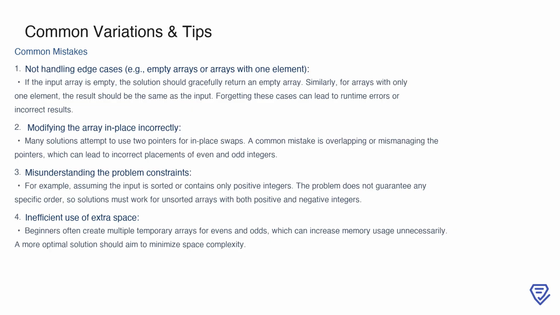Another frequent pitfall is modifying the array in place incorrectly. Many solutions use a two-pointer approach, but improper management of these pointers, such as overlapping or skipping elements, can result in an incorrect arrangement of even and odd integers.